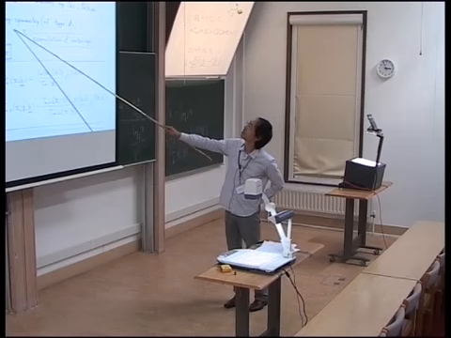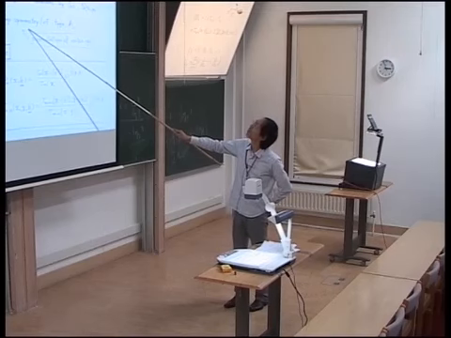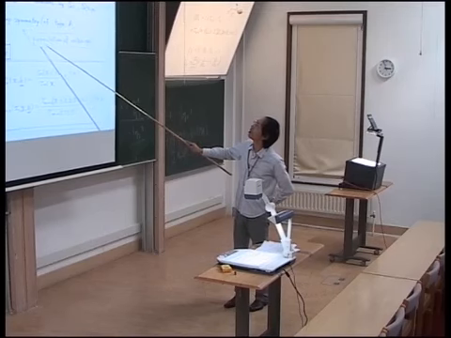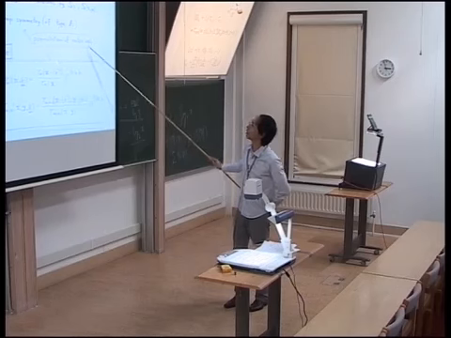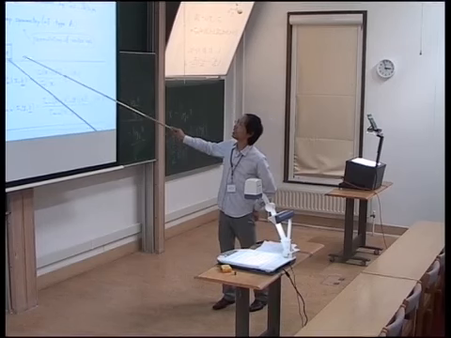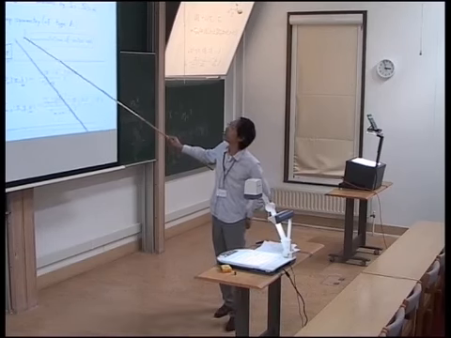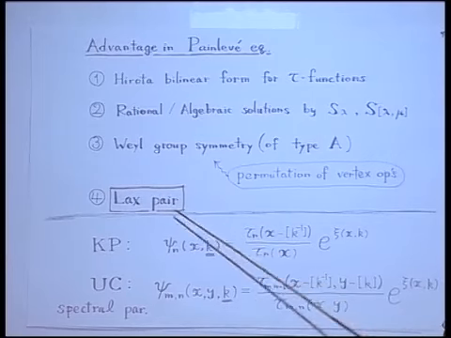And the third is the Weyl group symmetry of type A. This originated from some permutation of vertex operators. But today I do not enter into detail here. And the last one, the most important among them, is the Lax pair.